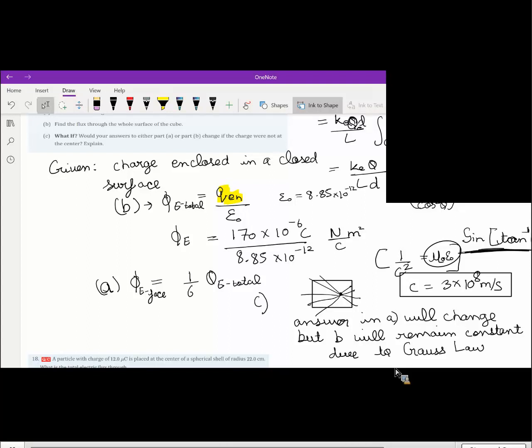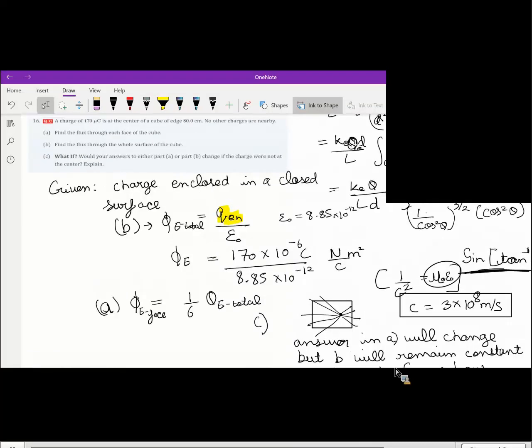How would we expect it to explain this? The question just asks what your answer to either part A or B would change if the charge were not at the center. So initially it was given that the charge is at the center of the cube. This is a square, but in 2-dimension a cube looks like a square. So the charge is at the center, then you displace it from the center. Any point, anywhere, you can displace it here, here, doesn't matter.